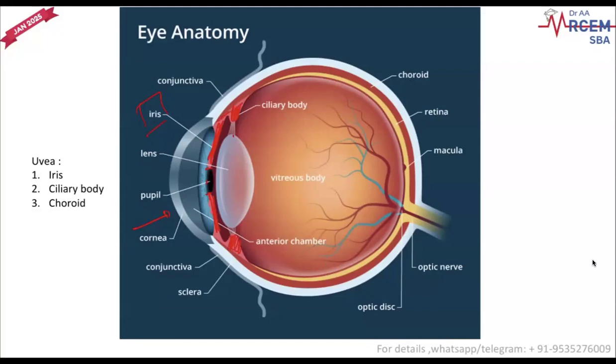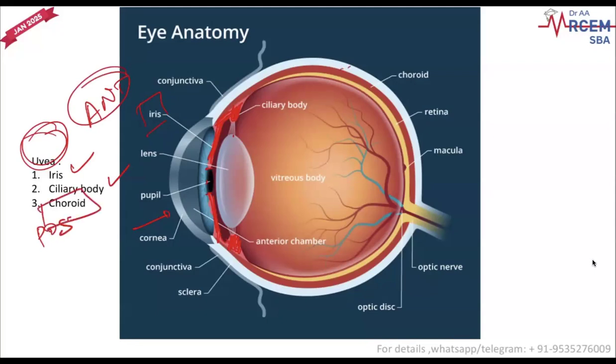Both the ciliary body and iris together are known as the anterior uvea. The posterior uvea is the choroid. This lining, what you're seeing here, is known as the posterior choroid. All right. The anterior uvea is also, in some literature, sometimes just called the iris.